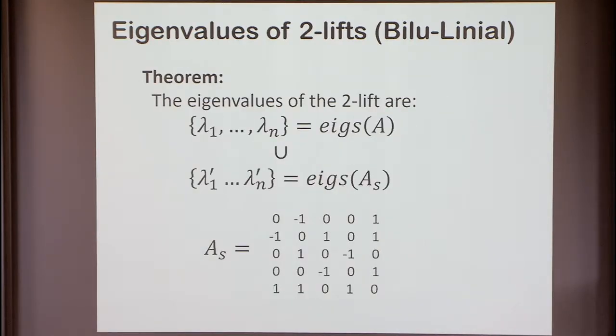And now there's this very nice theorem of Bilu and Linial, which shows that the eigenvalues of the 2-lift are literally the union of the old eigenvalues and the eigenvalues of this signed adjacency matrix. So if you want to reason about the spectrum of the 2-lift, all you have to do is look at the signed adjacency matrix, which contains all the information.